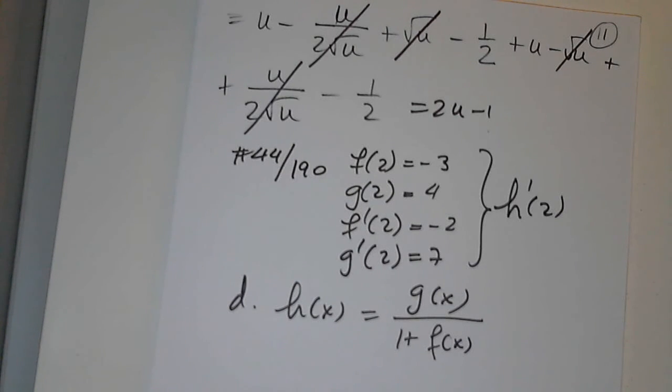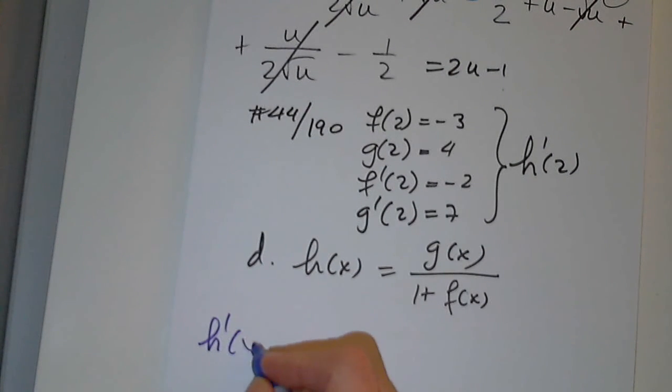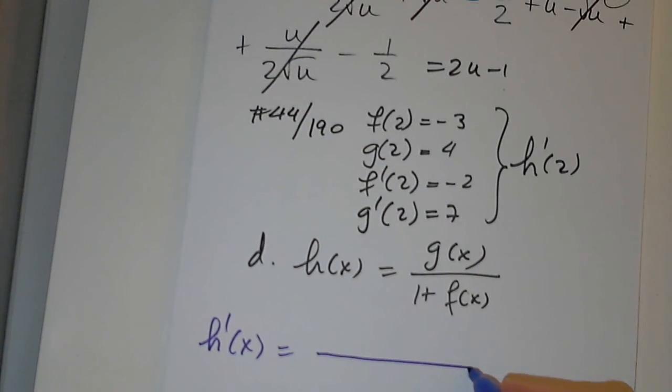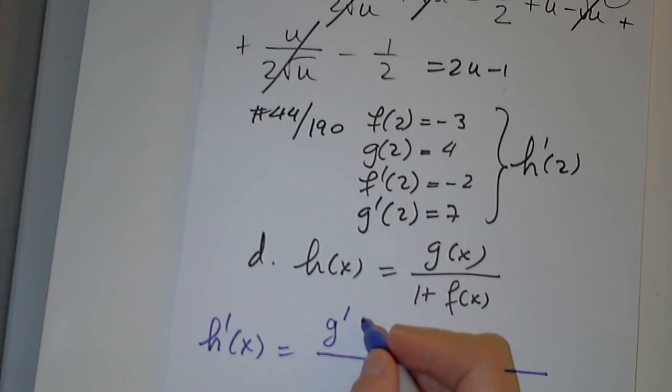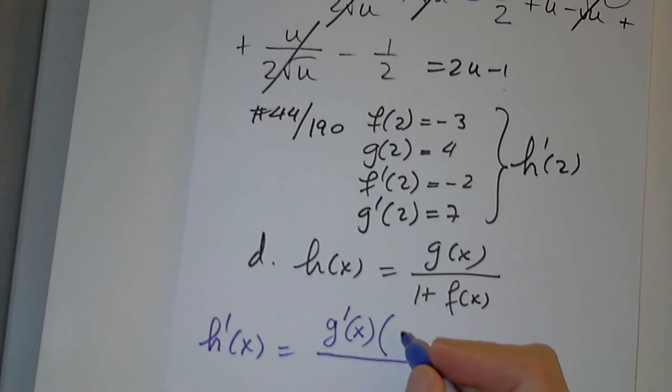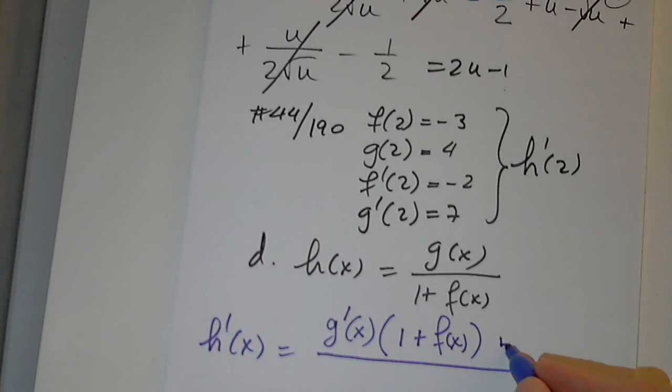Let's do that. How do I do that? How do I find h prime? g prime of x times 1 plus f of x. Excellent. Minus. Subtract, yeah.